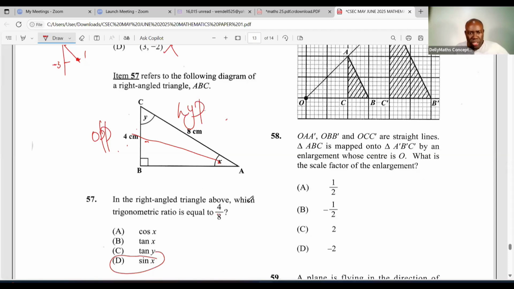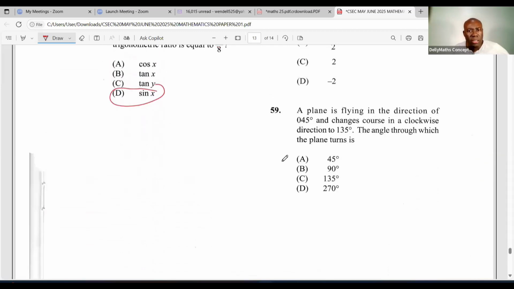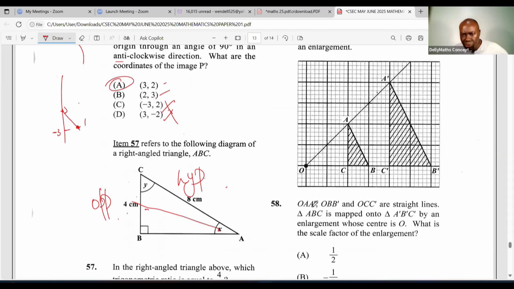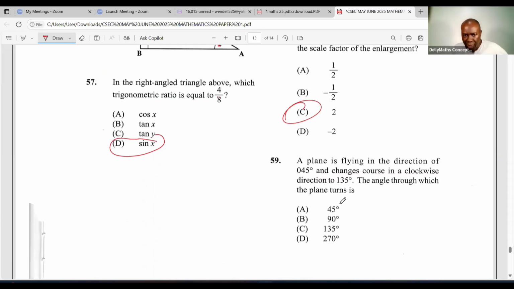All right, let's go. Nothing there. Let's see what else. Oh, 58 is right here. This is a repeat question. What is the scale factor? Look at the image with the primes on it. These are the image. So 2 over 1, it's positive, so it's positive 2. Positive 2 is the answer for that one.